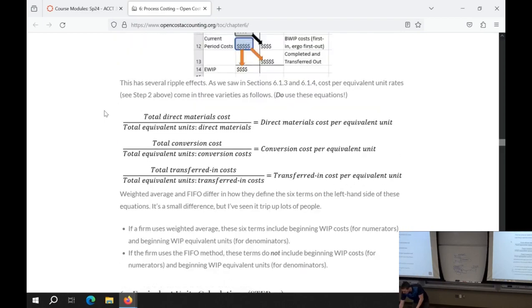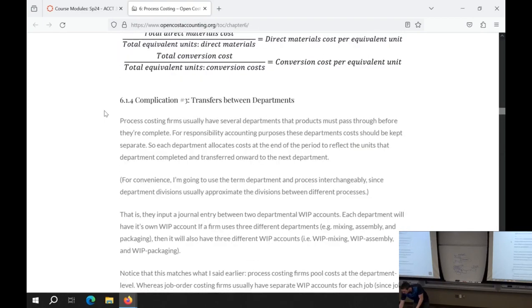All right, third complication isn't that big of a deal. Complication number 3 is that we have transfers between departments. So process costing could almost be called department costing, because usually a department does a process, and so this department's overhead, direct materials, and direct labor costs are all pooled together and divided by the units in work in process in that cost. So I'll erase everything here, and we end up with a WIP account for each process, or for each department. Process more or less equals department, in at least how I'm going to refer to them.